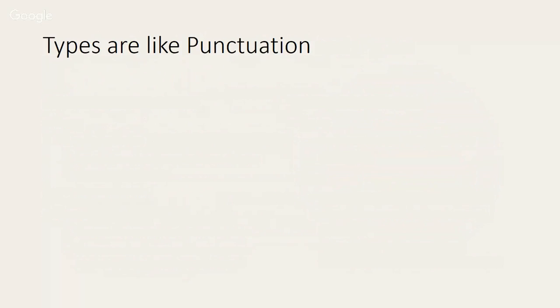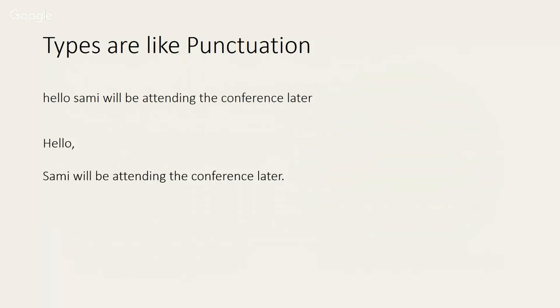So I tried to think of a good analogy or metaphor for what it's like to code with types. And I think of it a little bit like punctuation. So let's say we have this text here that says, "Hello Sammy will be attending the conference later." Okay, so we read that and we understand that this Sammy is going to be at the conference later. But if we add some spacing and punctuation to that, it can really change the meaning, right? So, "Hello, Sammy will be attending the conference later."